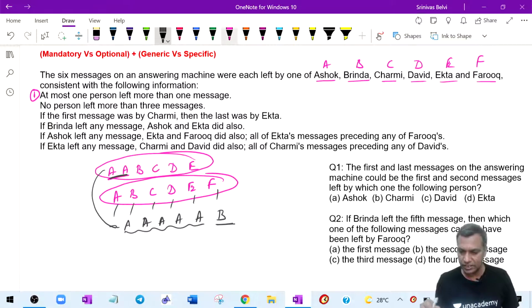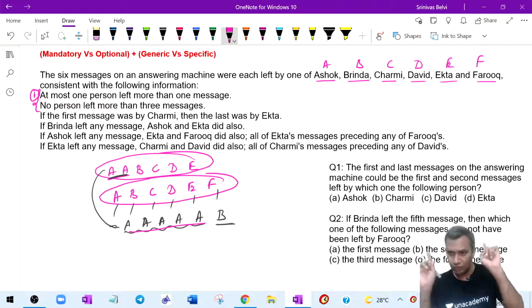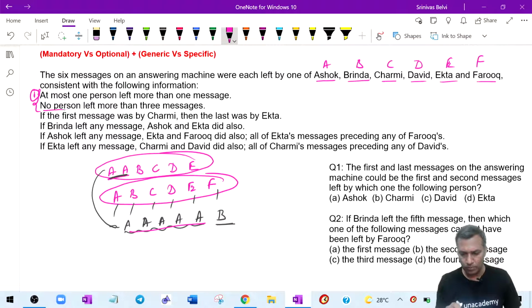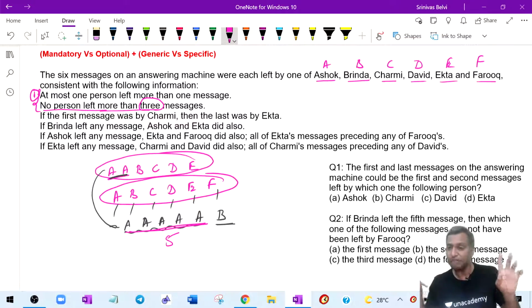Now read the second statement. It says that, hey man, 5 messages cannot be left by somebody else. We know that one person can leave multiple messages, but how many could that be? It says that no person left more than 3 messages. We said here 5 messages by A. 5 is not possible. 3 is possible. That is what it is trying to tell us.